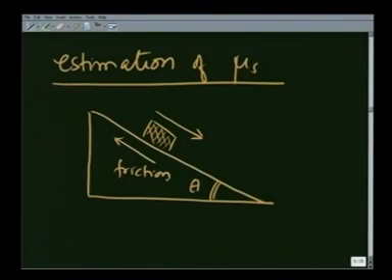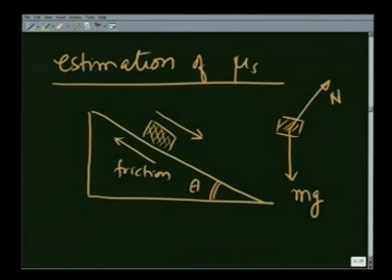If I make a free body diagram of this block, it has its own weight mg pulling it down, a normal reaction n due to the surface, and a frictional force this way. Let us consider the body in equilibrium and see what happens.